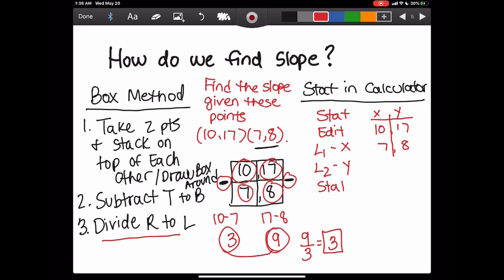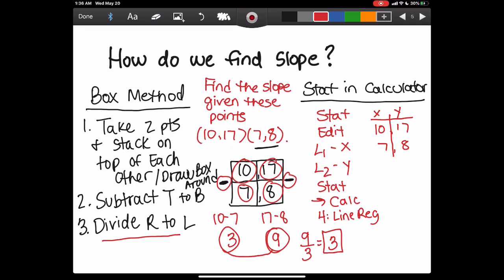You're going to hit Stat again. You're going to arrow over to Calc. And the option that you're going to hit is going to be 4 because you're dealing with slope. And we know that when we find slope, we're dealing with a linear function. So it's going to be 4 for line reg.